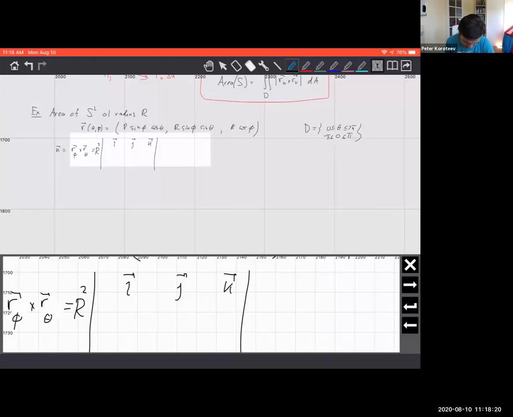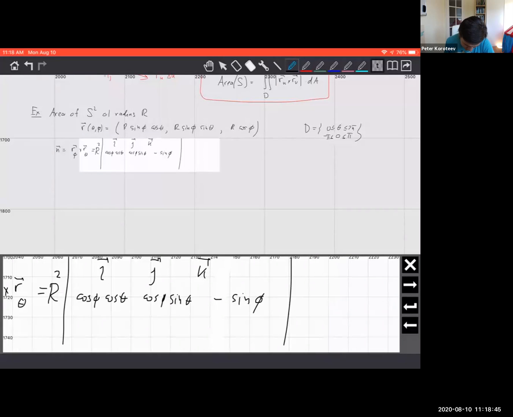Right. So the phi derivative will be cosine phi cosine theta, cosine phi sine theta, and negative sine phi. And now we do the theta derivative. It's negative sine phi sine theta, sine phi cosine theta, and 0.